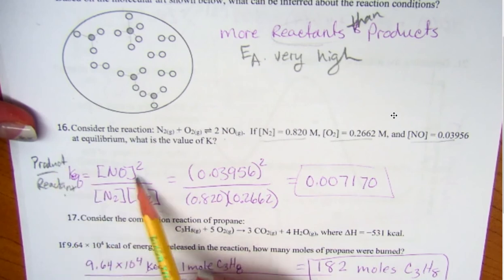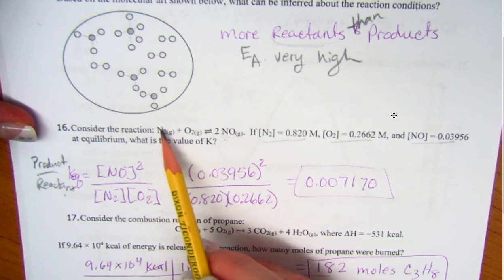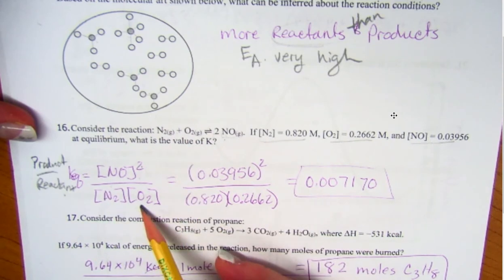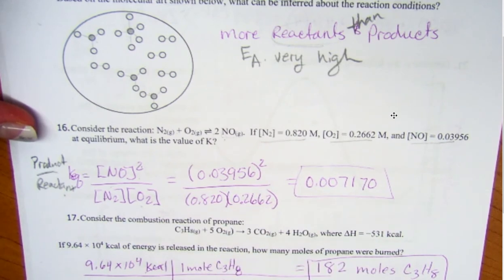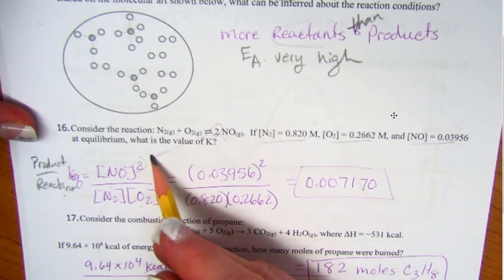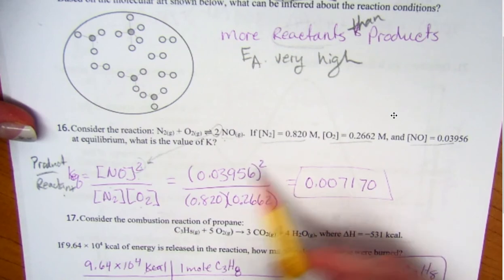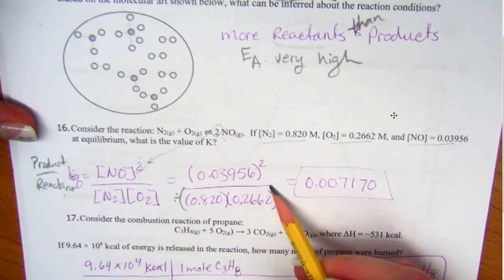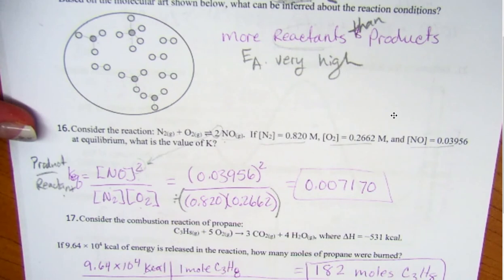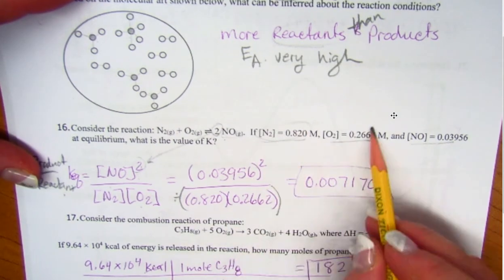Okay, so I'm putting that in, NO squared divided by N2 times O2. Make sure it's times. Then you just plug in. Yes? Why is it squared? The squared came from that 2 in front. So any coefficient becomes the exponent. Okay? You're putting it in. Make sure you square it. When you hit the divide, make sure that whole thing on the bottom is in parentheses. Yes? Now, when you're plugging in numbers, do you take the AMU and plug it into the NO? I'm not using AMU. I'm using concentrations.